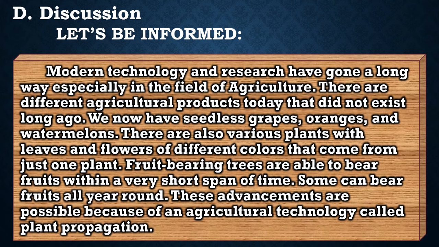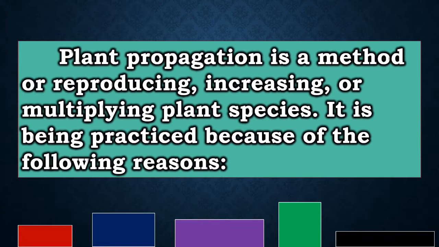Fruit-bearing trees are able to bear fruits within a very short span of time. Some can bear fruits all year round. These advancements are possible because of an agricultural technology called plant propagation. Plant propagation is a method for reproducing, increasing, or multiplying plant species.